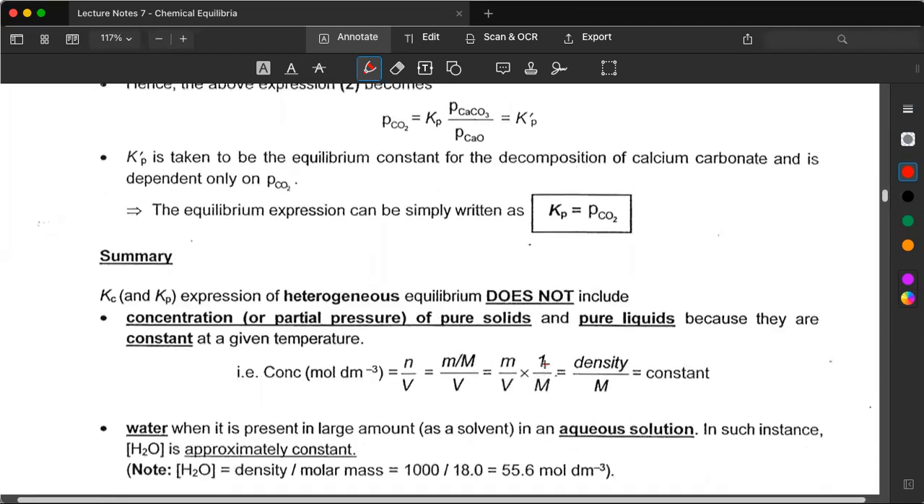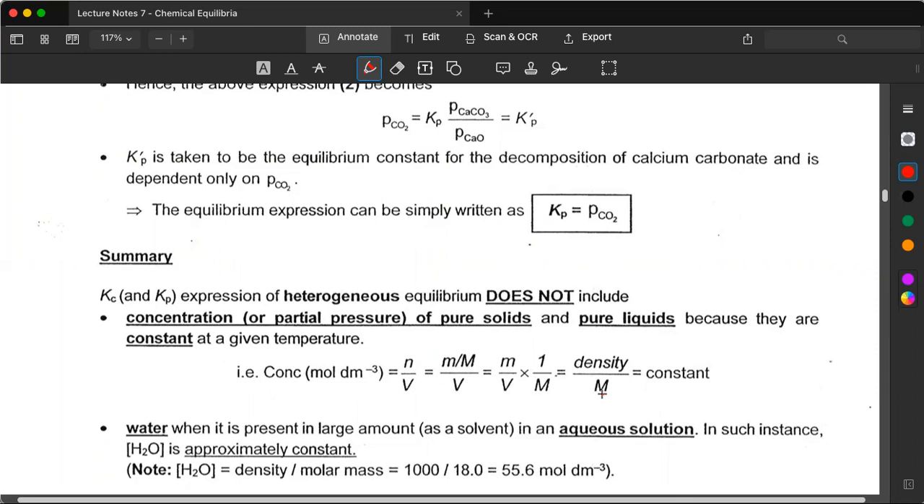Okay, so in summary, Kc and Kp expressions of heterogeneous equilibrium won't include the concentration and partial pressure of pure solid and pure liquid, because their concentration or partial pressure will always be constant at a given temperature. Concentration is actually number of moles divided by volume. Number of moles is mass divided by molar mass. If you divide this expression, you will find that M over V is density. Density over molar mass. Density is constant for solid and liquid.